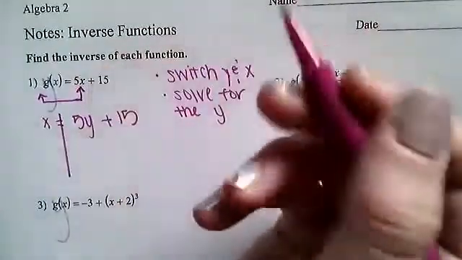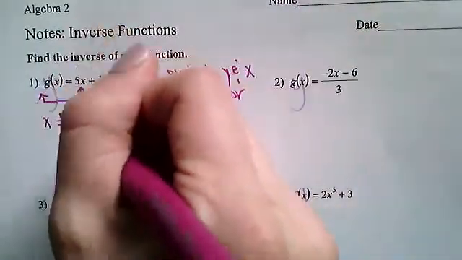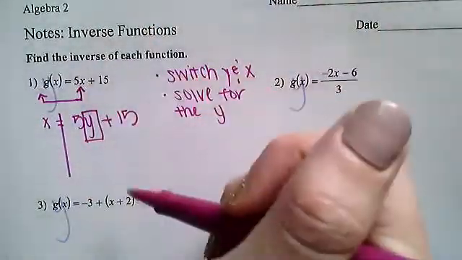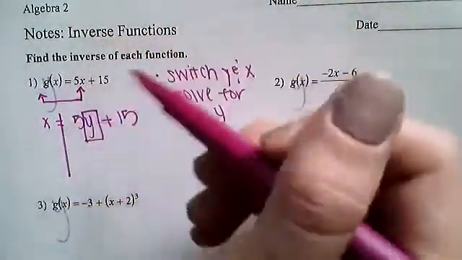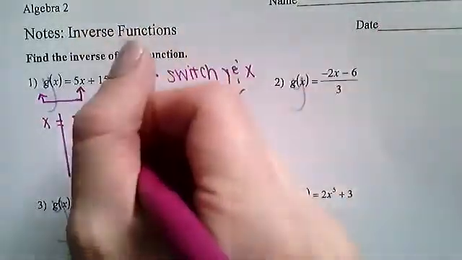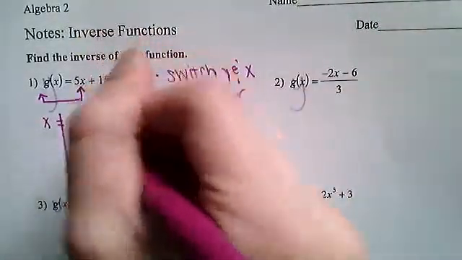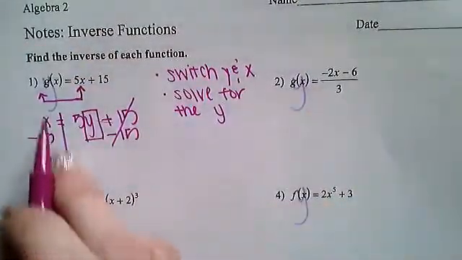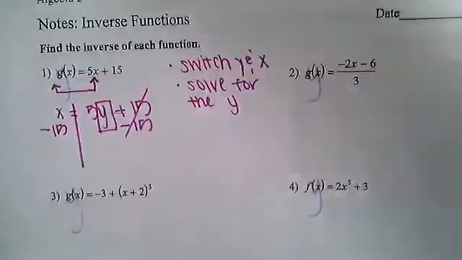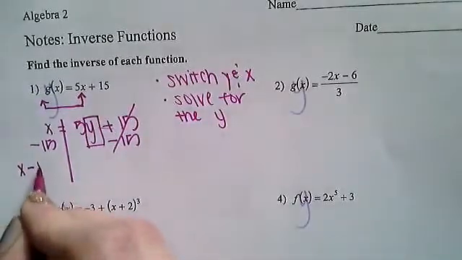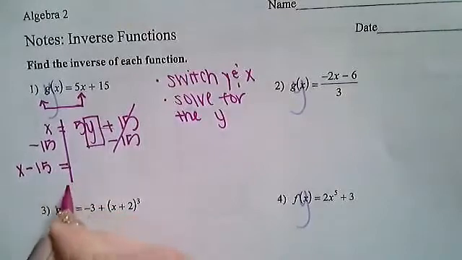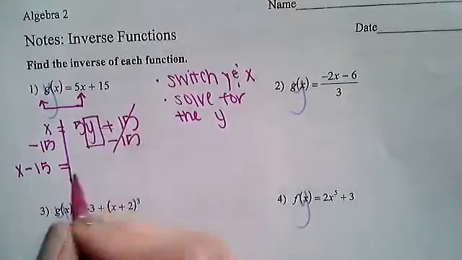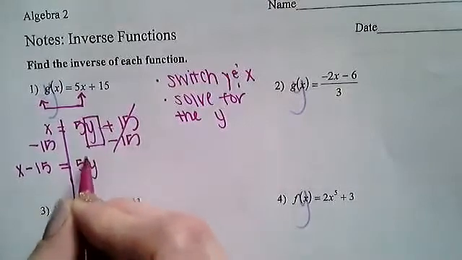So once I switch my letters, I want to get my y value by itself. So I want to get rid of the thing that's furthest away from y, but on the same side with y, which is my 15. So I'm going to subtract it. And I know that these two cannot be combined, so I'm just going to write them side by side. x minus 15, I'm going to write it out horizontally, equal to 5y.